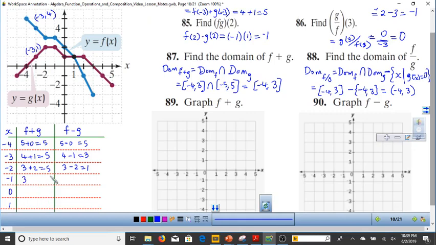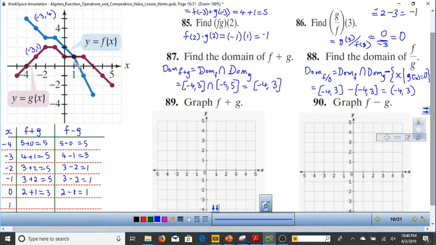So we do 3 plus 2 again, which is still 5 for f plus g, and 3 minus 2 is also still 1. Then at 0, f of 0 is 2, g of 0 is 1. So we have 2 plus 1 for f plus g, which is 3, and 2 minus 1 for f minus g, which is 1.